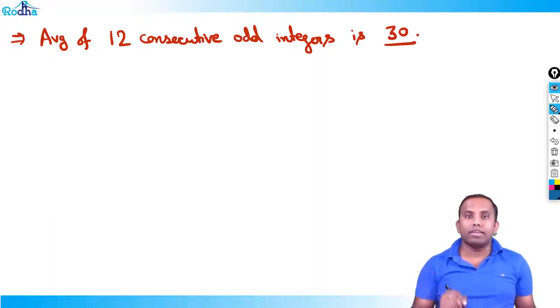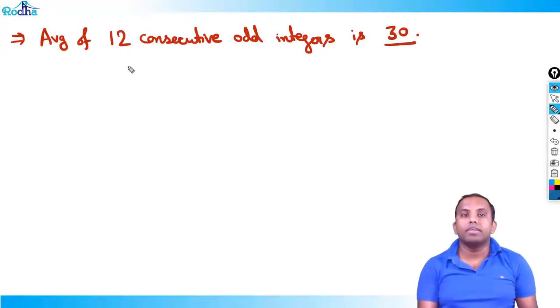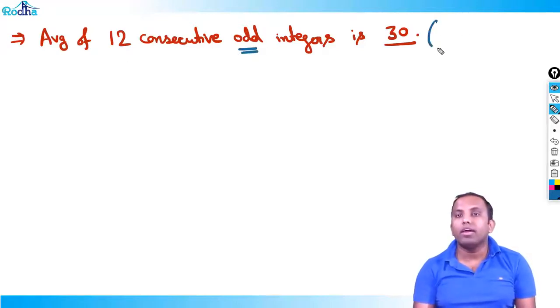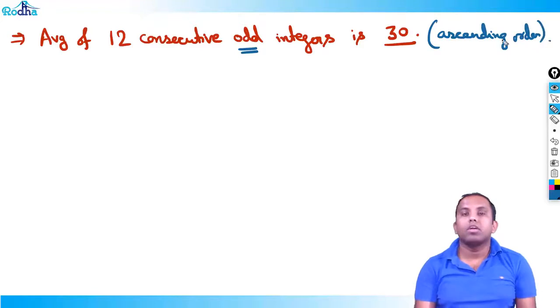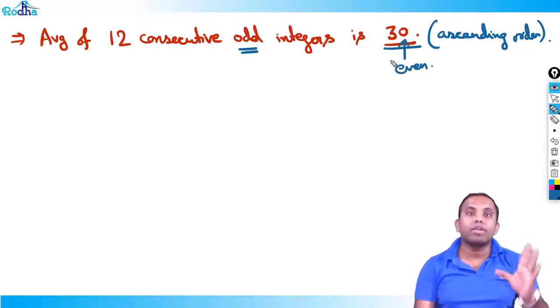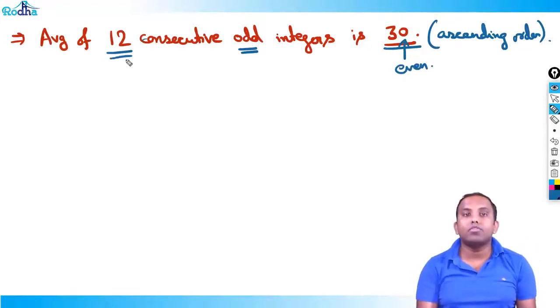Now you can sense one thing here. The average of 12 consecutive odd integers is 30. These are consecutive odd integers in ascending order. 30 is an even number, not an odd number. Now you can sense the funda why? Because there are an even number of terms here.